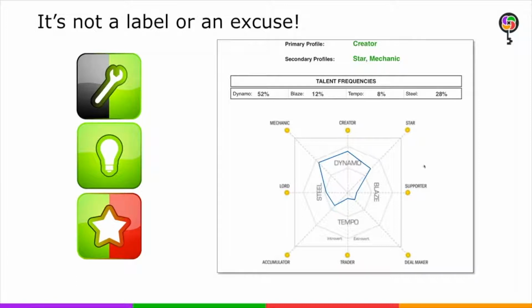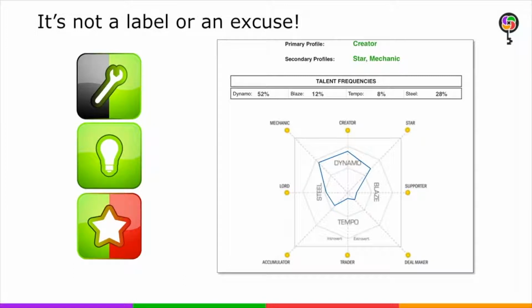Again, with a blaze score of 12, without a supporter on your inner circle power team, this creator is going to struggle to get ideas implemented or to get people in this team bought into the idea. So absolutely critical that this leader would have a supporter around them. Otherwise, they're going to find it very difficult to hit that high level of performance that we talk about in high level performing teams.